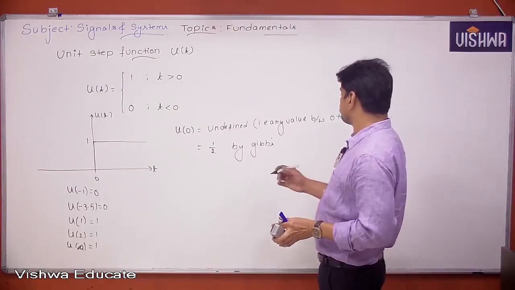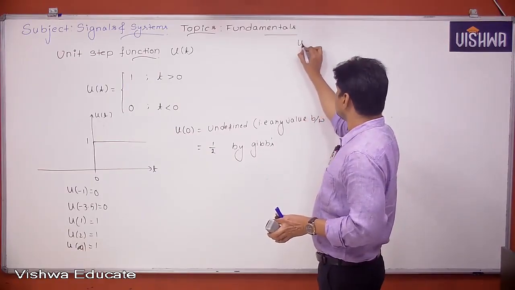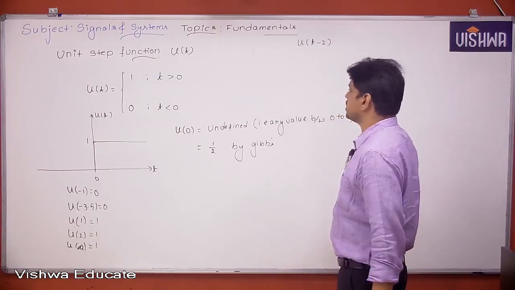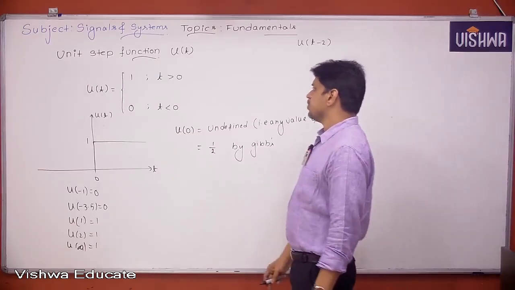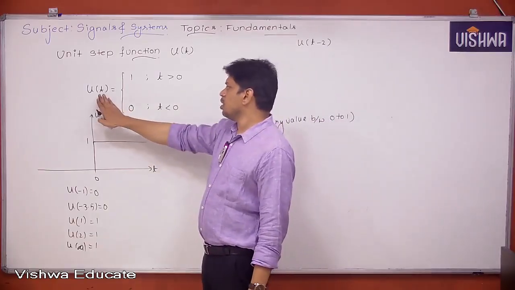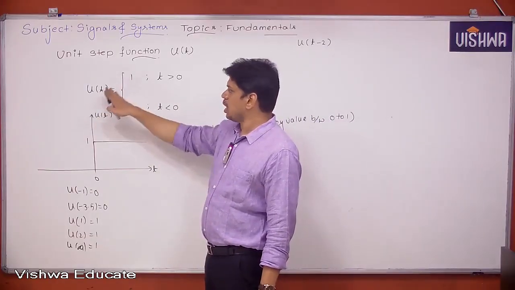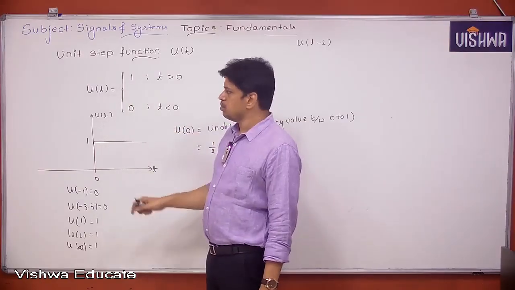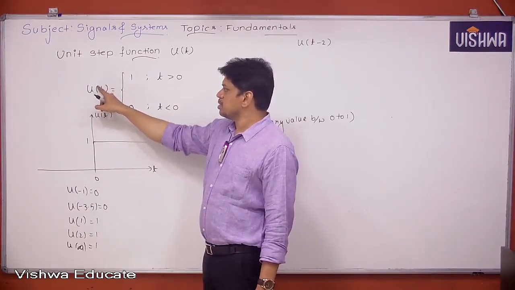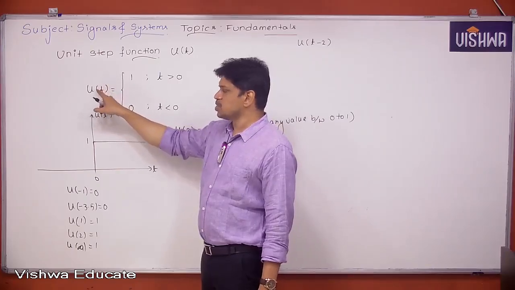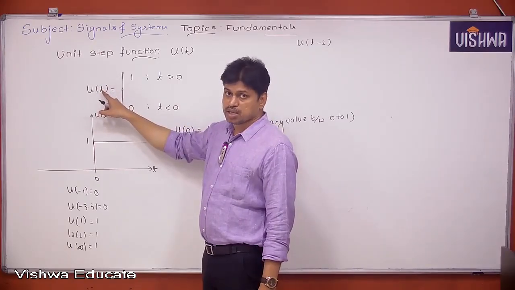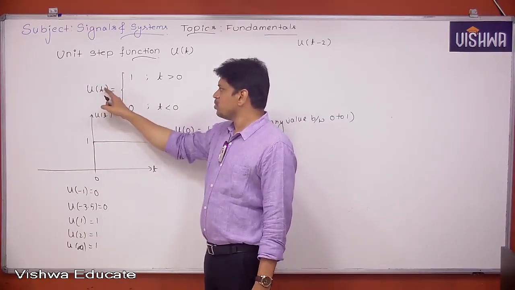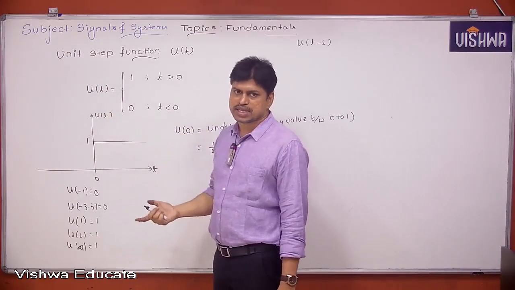If I ask, draw u of t minus 2. Let's try to understand. U of t may be 1 or may be 0. When t is greater than 0, that means the argument value is positive, then its value is equal to 1, obviously. When the argument value is negative, then its value is 0. That is as simple as that.